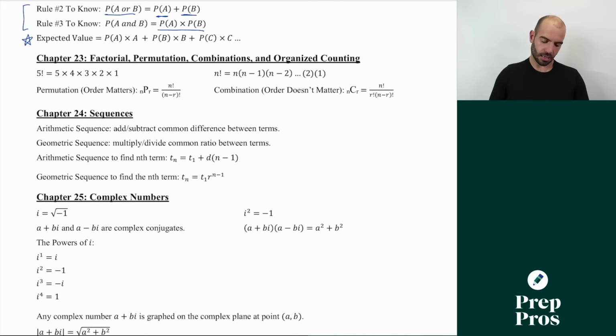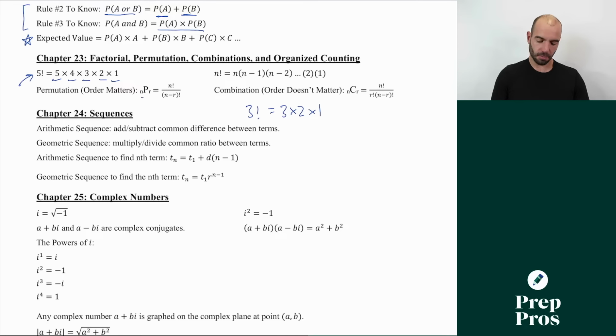Other stuff, Chapter 23: make sure you know factorial. If you've never seen this exclamation point, it's actually pretty easy. If you see something like 5 factorial, all it's telling you is you take that number and you drop it and multiply all the way down to 1. So 5 factorial is 5 times 4 times 3 times 2 times 1. 3 factorial will just be 3 times 2 times 1. So in case you've never seen this before, it's actually really, really easy on test day.